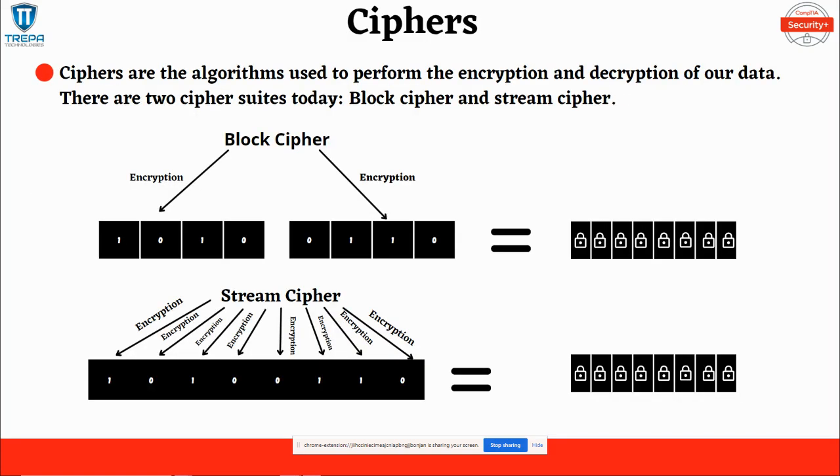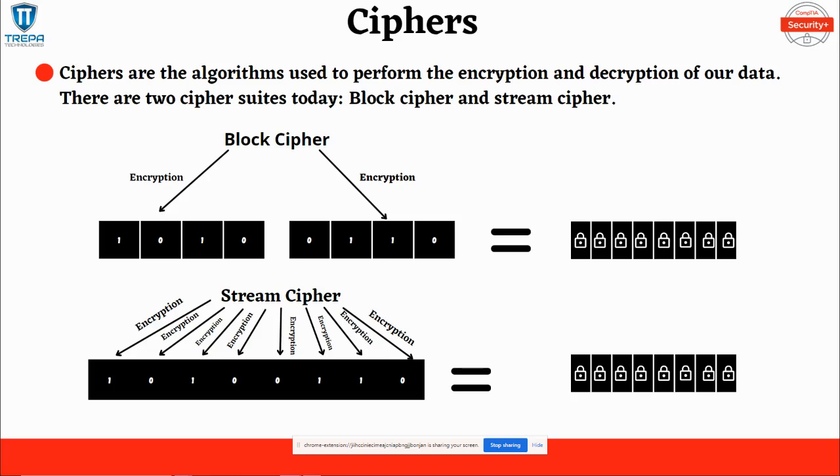Now let's go over ciphers. Ciphers are the algorithms used to perform encryption on data. There are two different ciphers we can use to encrypt data. A block cipher will encrypt chunks or blocks of data at one time. A stream cipher will encrypt data bit by bit instead of in chunks. Stream algorithms are faster and more efficient than block ciphers because they encrypt only one bit of data at a time rather than entire chunks or blocks.